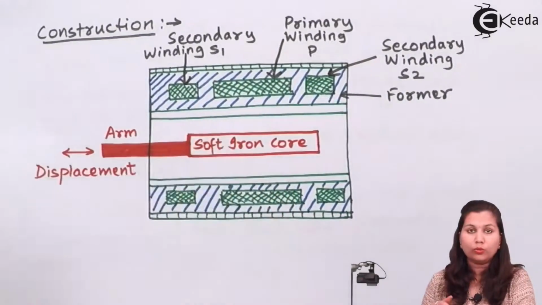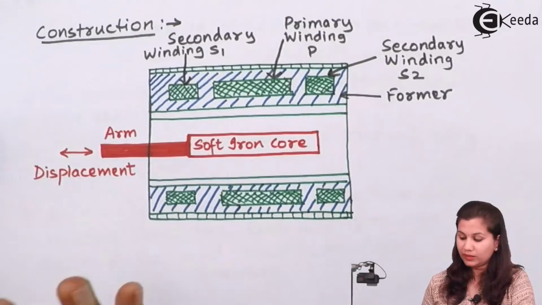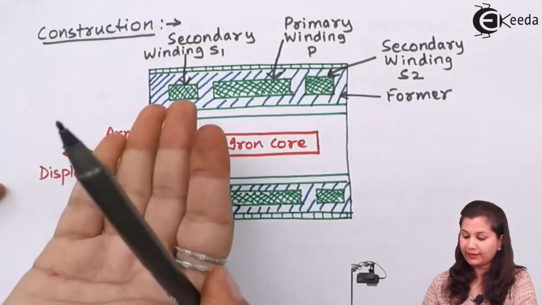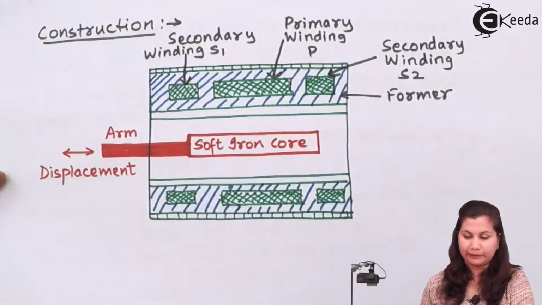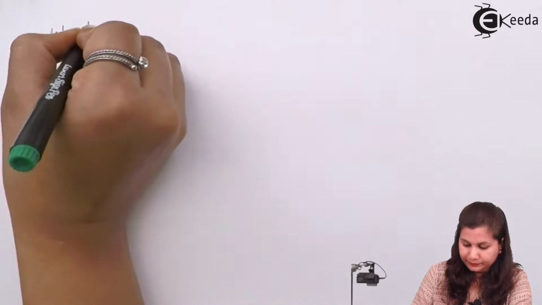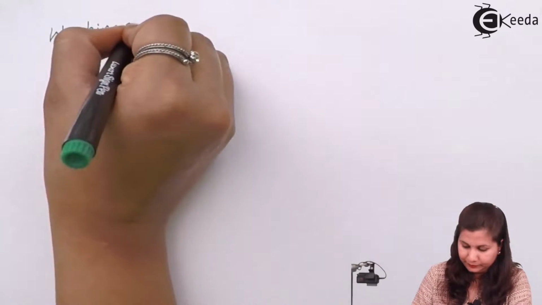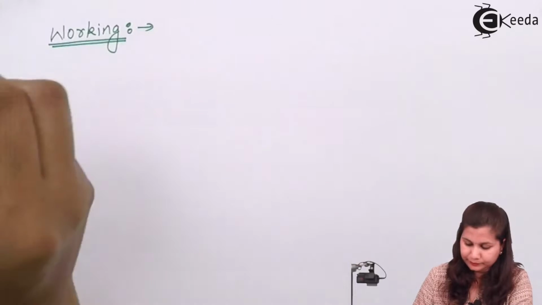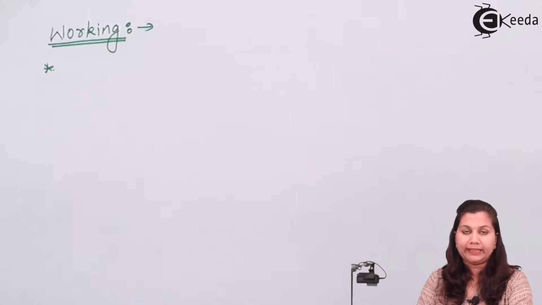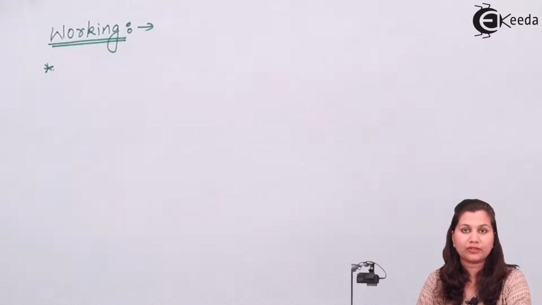Now let us see the working, that is, how this LVDT works and how the output voltage generated across the secondary windings is used to measure the displacement. So now we will study the working. As I have said, the primary winding is excited by an alternating current source, and the frequency of this current source is between 50 hertz to 20 kilohertz.